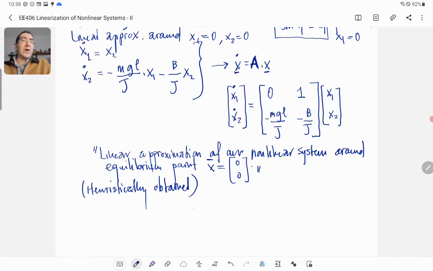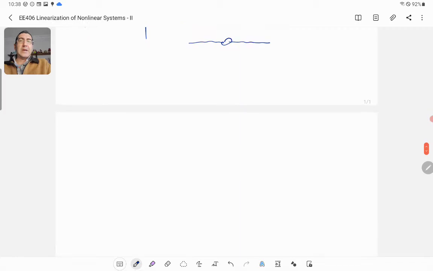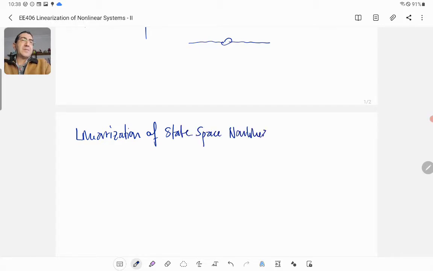So I'm going to now move on to the formal procedure to derive such a linear approximation. Okay, so linearization of state space nonlinear systems around chosen equilibrium points.